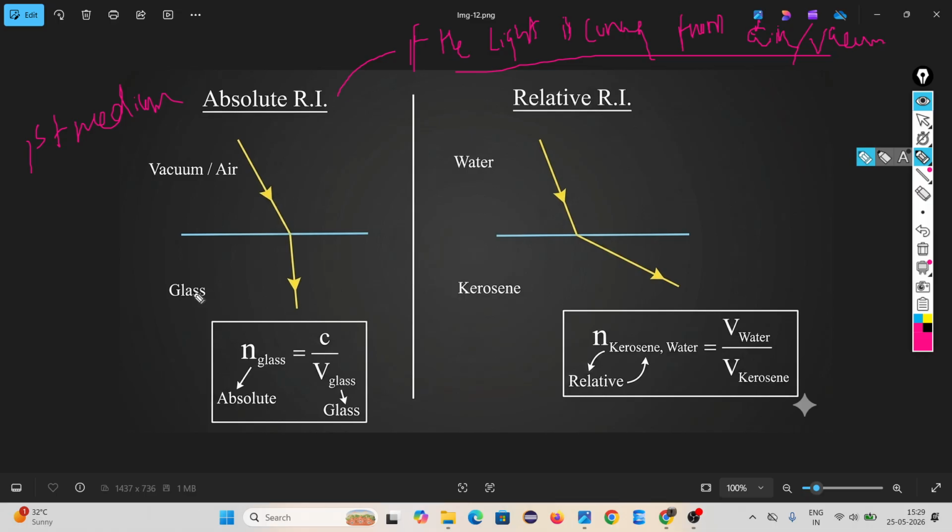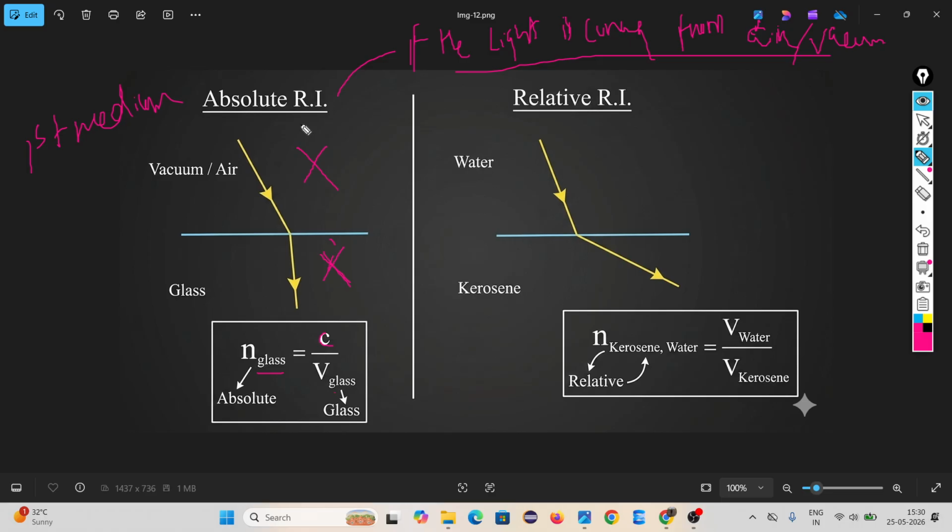And the second thing you have to remember, we don't find the refractive index of the medium the light is coming from. We always find the refractive index of the medium in which light is going. Okay. That's why here you look, n of glass. You can ask me, sir, why are you not writing n of vacuum or air? Because we are finding absolute refractive index for the medium in which light is refracted. Okay. And the formula is c upon v glass. Okay. You understand absolute refractive index?